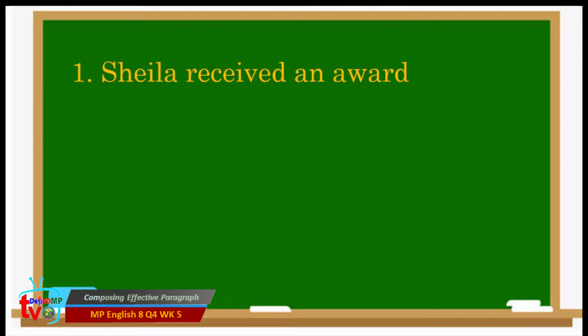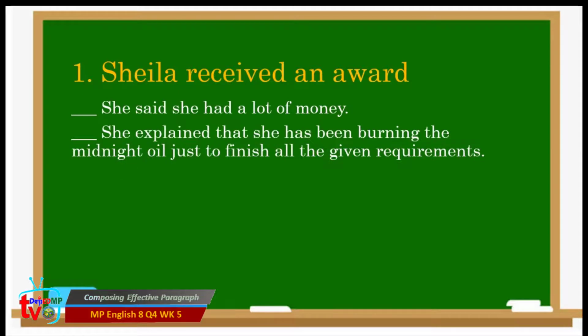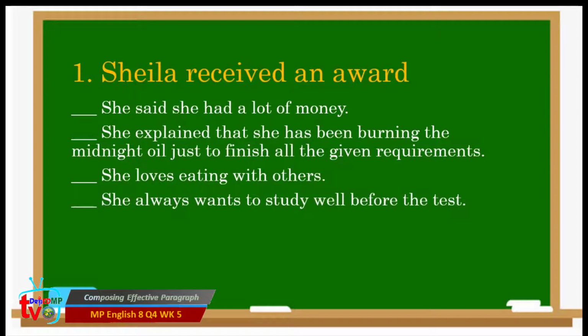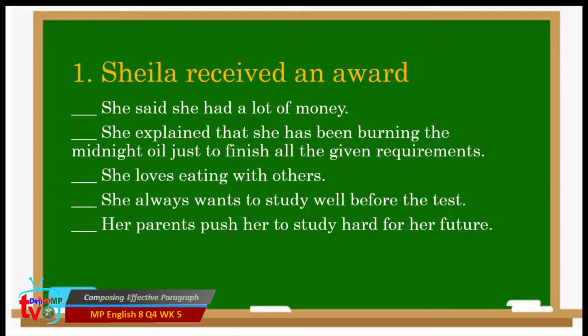1. Sheila received an award. She said she had a lot of money. She explained that she has been burning the midnight oil just to finish all the given requirements. She loves eating with others. She always wants to study well before the test. Her parents push her to study hard for her future. She is a playful person.